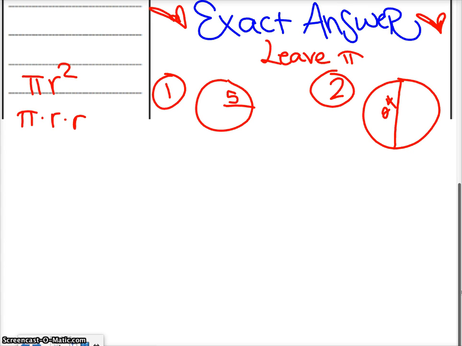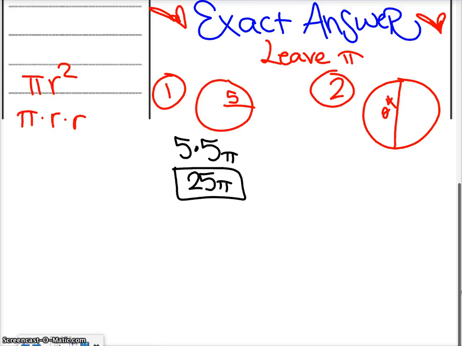That's what we do. Exact just means you leave pi. So watch how I handle this. The area of this with the radius of 5 is going to be 5 times 5 pi. 25 pi, done. You just leave it like that. That's all you do. So that's exact, because if you do anything else, you're rounding, and that's not exact. You have to leave it exact. If you leave the symbol, that shows it's exact.